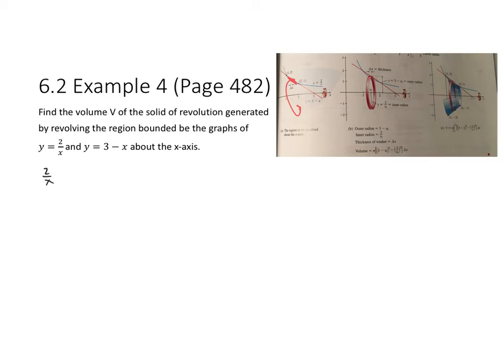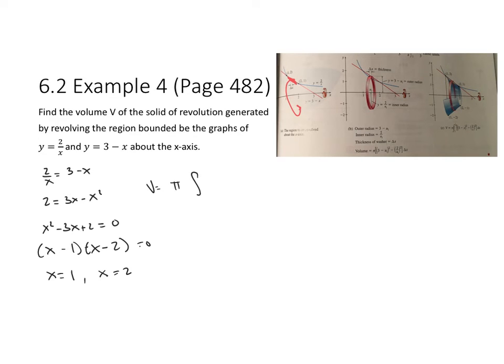So we do 2 over x equals 3 minus x. And let's see, we'll multiply through by x, so we get 2 equals 3x minus x squared. So x squared minus 3x plus 2 equals 0. So x minus 1 and x minus 2 equals 0. So my points are x equals 1 and x equals 2. So those are going to be my endpoints on my integral.